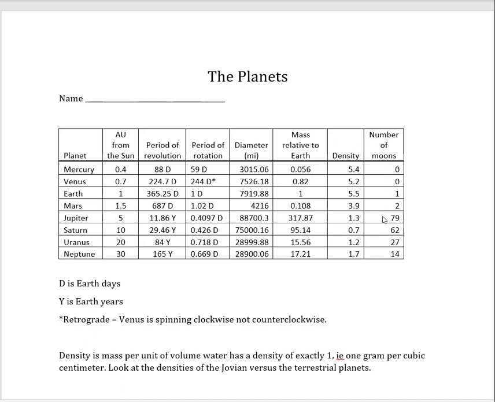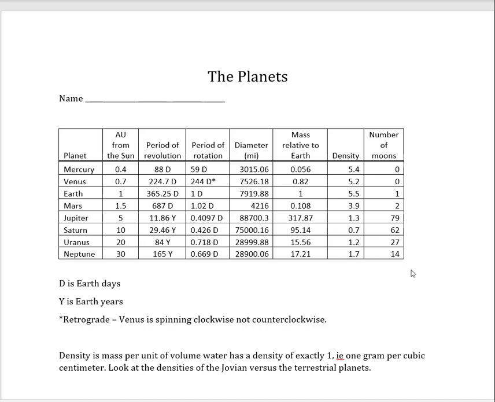And then density, right? Mass per unit of volume. And so it's measured in grams per cubic centimeter. Another way of thinking about that is water has a density of 1, right? And so you can see that the terrestrial planets with their rocky bodies and heavy metal interiors are more dense than the, I'll get it right, the Jovian planets.